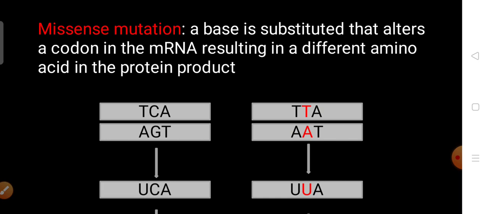Why does the amino acid change? As I told you, if there is change in a single codon, it will lead to change in the amino acid. Why is there a change in the codon?